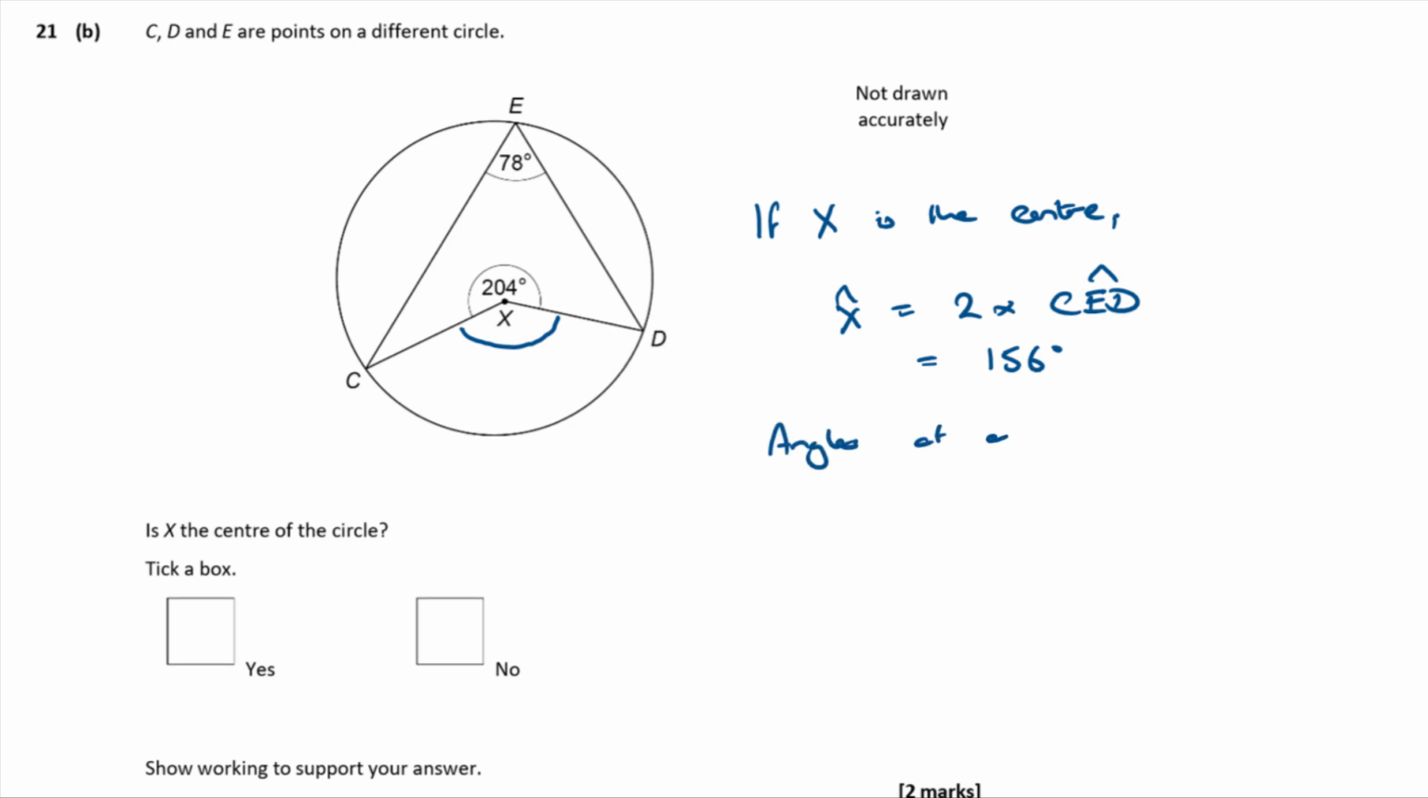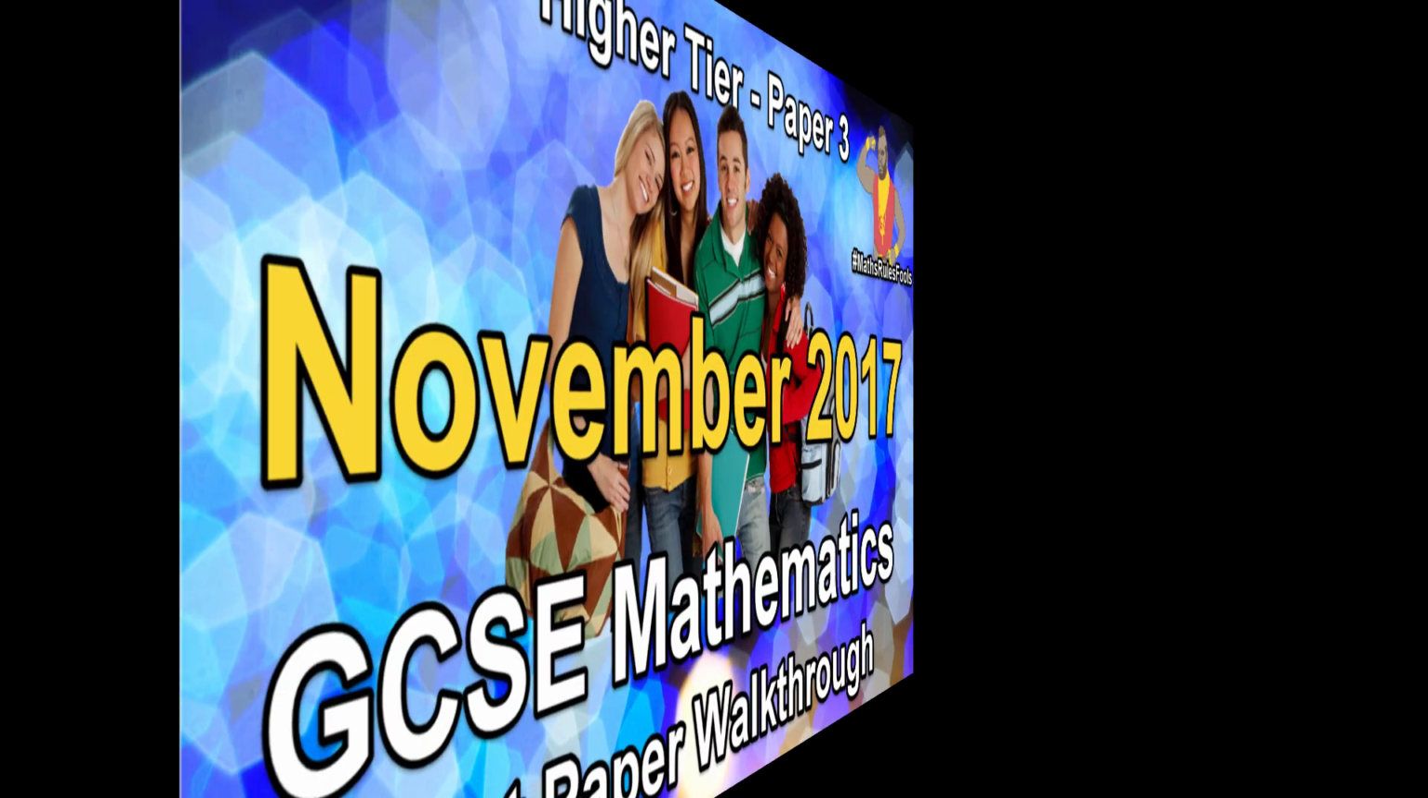Angles at a point sum to 360 degrees. So if those two angles added together give us 360, then it all kind of works out, doesn't it? So 156 plus 204, what does that equal to? That equals to 360. Okay, so it does work. Okay, so I'm going to say yes, because X is the center because of what we just argued a second ago.